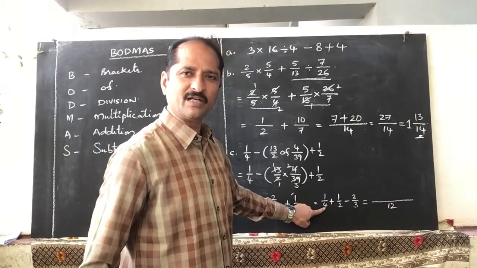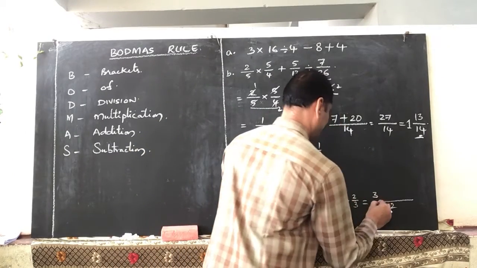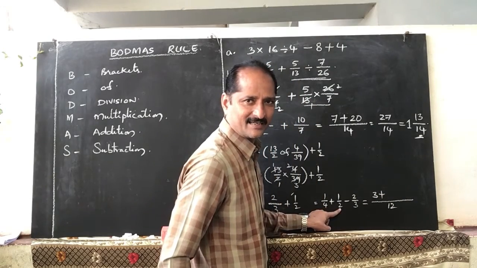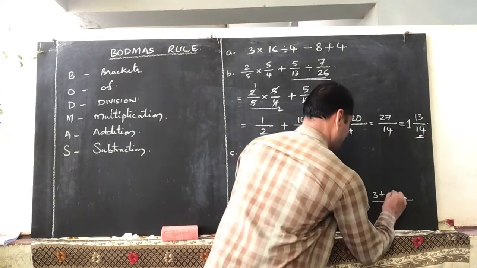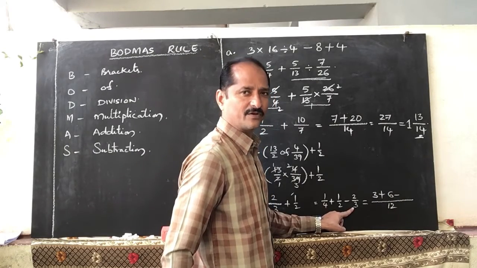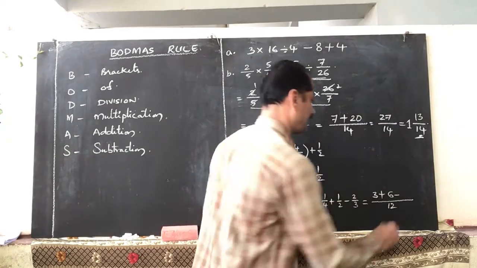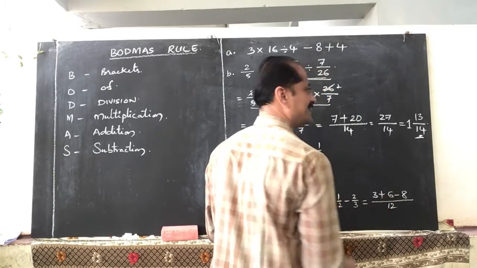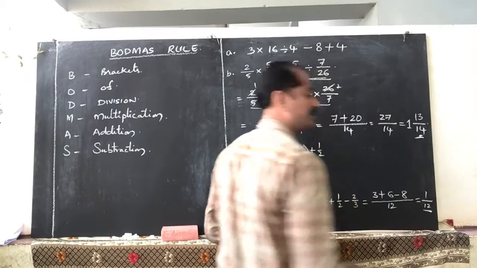So when 4 becomes 12, 4 3s are 12, so 1 3s are 3. 3 plus, see here carefully. When 2 becomes 12, 2 6s are 12, so 1 also should multiply with 6. So 1 6s are 6 minus 3. How many 3s are there in 12? 3 4s are 12, so 2 also multiplies with 4. 2 4s are 8. So here observe: 3 plus 6, 9, minus 8 is equal to 1 by 12. So the answer is 1 by 12, which is the simplest form.